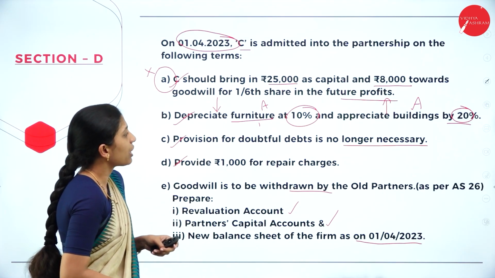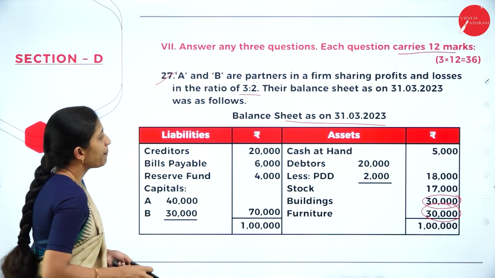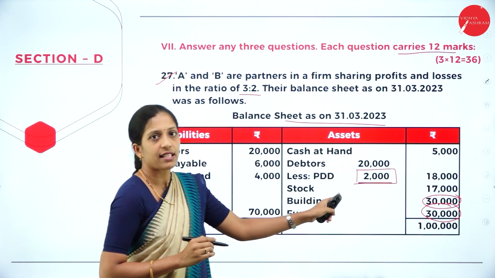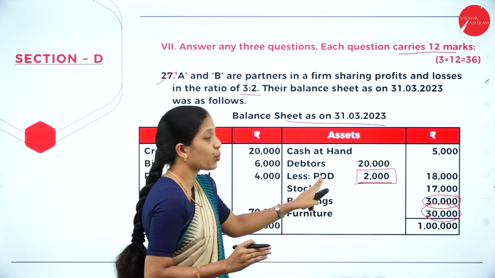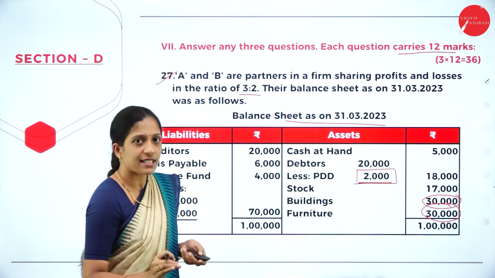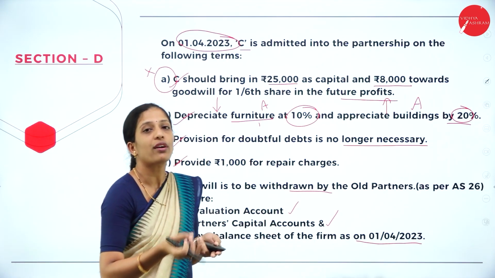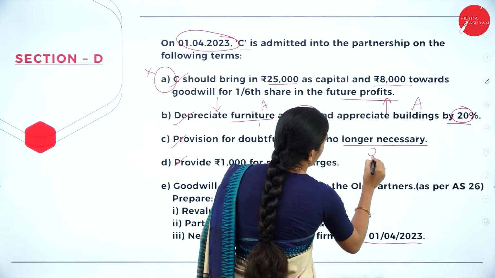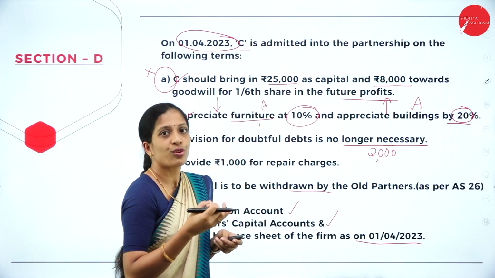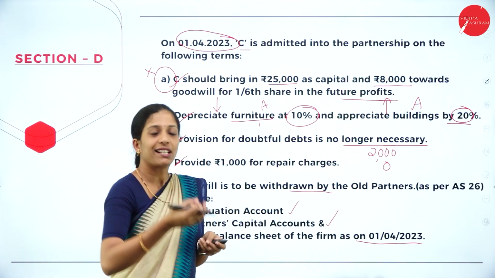Next one. Provision for doubtful debts is no longer necessary. Now, see the balance sheet. If you see the balance sheet, PDD, how much they have given? 2,000. Even though it is there in the asset side, you have to know that PDD is a liability. So, we have deducted it from debtors. Now, it was 2,000, but in the adjustment, they are telling that now it is not required. Now they are telling that we are not going to record PDD. It is no longer necessary, which means that PDD has become 0. So earlier it was 2,000, now it is 0.